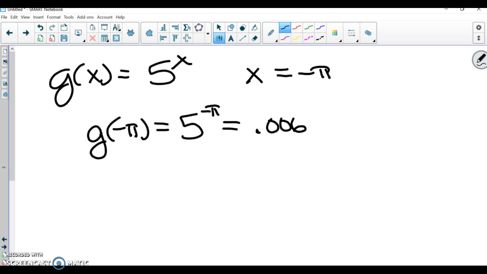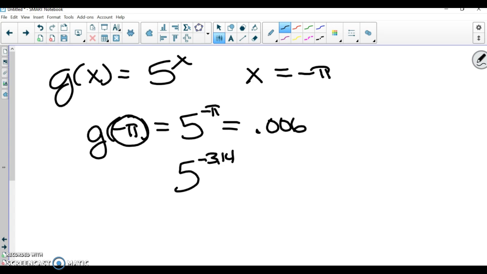And welcome back. Let's go over those keystrokes. We are looking at the function g of x equaling 5, our base, to the power x, and they want you to evaluate at x equals negative pi. So one way to think of this is we are replacing every x we see in the function with our value negative pi. This is simply 5 to the negative 3.14. It's an irrational number.